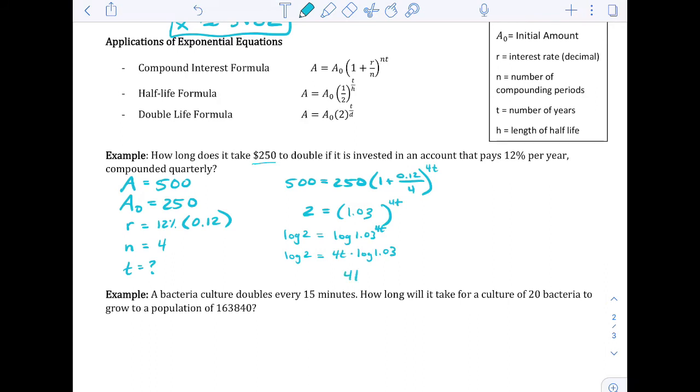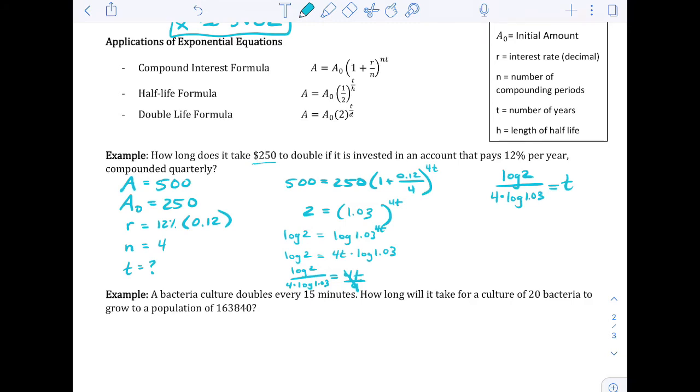And divide both sides by log 1.03 because I want t by itself. So that gives me 4t is equal to log 2 divided by log 1.03. And I'm going to have to divide by 4 as well. You can solve the log part there first as well, but it's really going to be divided by 4 as well because I'm going to have to divide both sides by 4. So essentially we get t is equal to log 2 over 4 times log 1.03. Right, that dot is multiply.